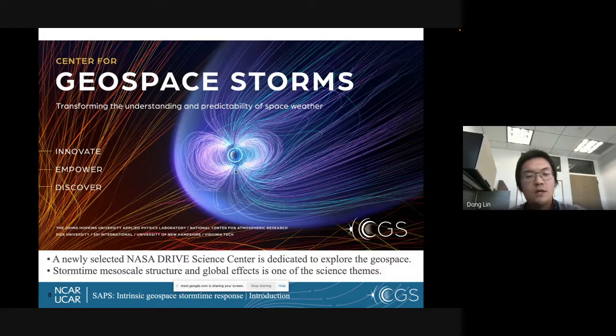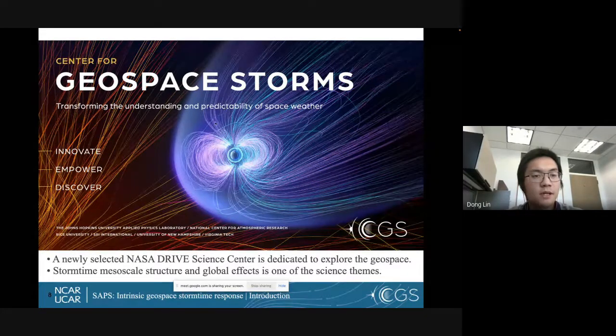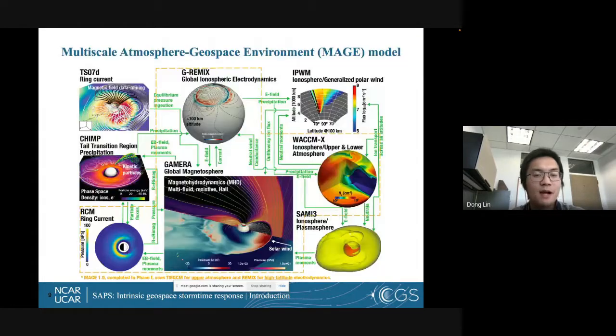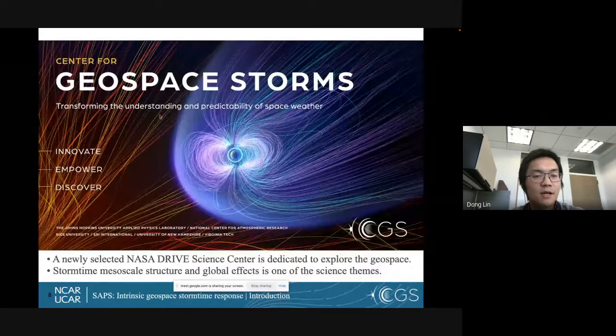Just like I mentioned in the very beginning, we just got selected for this Center for Geospace Storms. One of the critical science themes of CGS is to explore the mesoscale structures in the ionosphere, including their global effects. And just a little bit of advertising, the vision of CGS is to transform the understanding and the predictability of space weather.